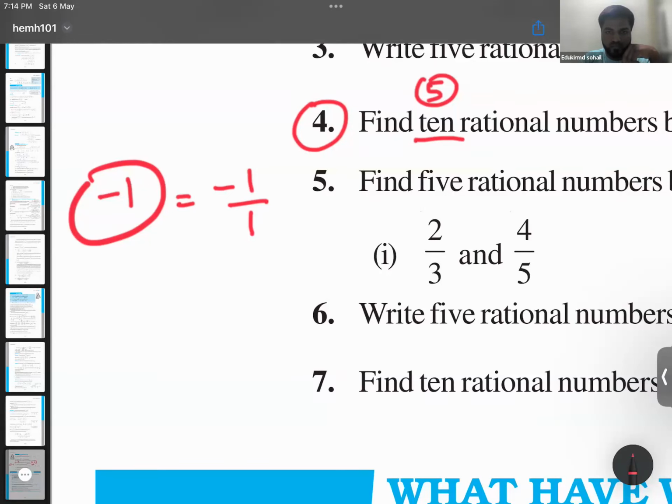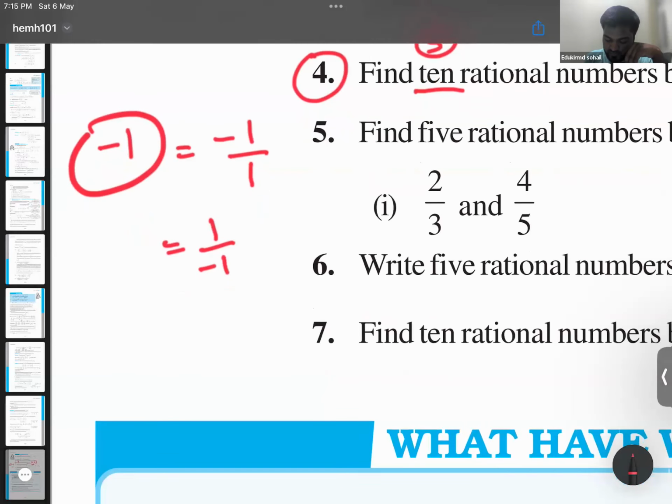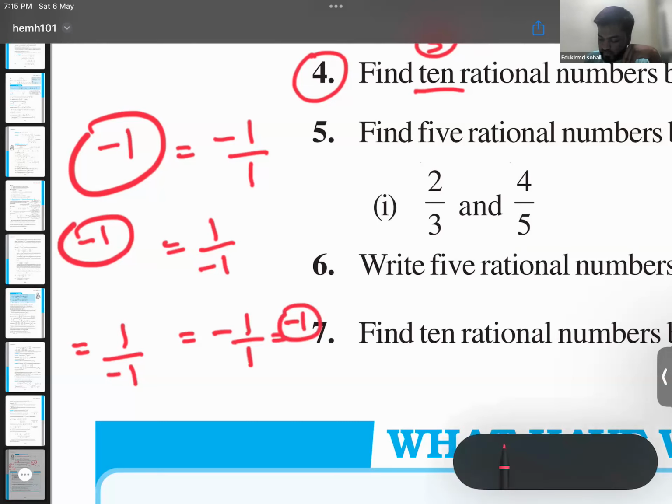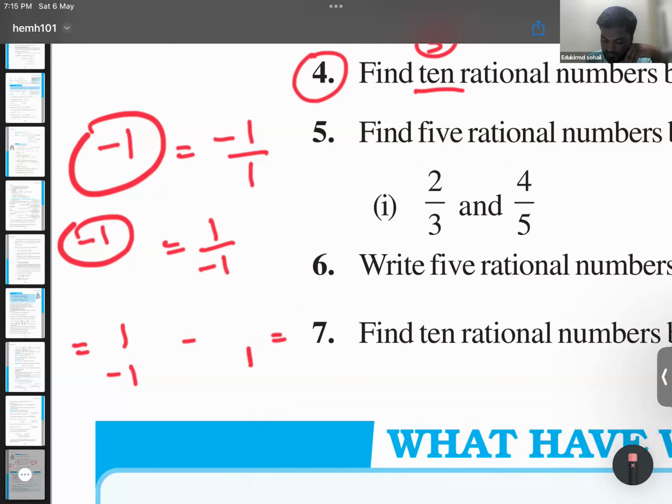1 by minus 1. But that's not how we write a rational number. That's not how we write a fraction, because the standard form to write our rational number is like this. If it has got a negative value, you write it like this, minus 1 upon 1. So the minus sign has always to be in the numerator. You cannot put the negative value on the denominator side. So the reciprocal of minus 1 is minus 1 itself, because minus 1 upon 1 is the same as minus 1. Did you get it or shall I repeat this? No, I understand. Okay, very good.